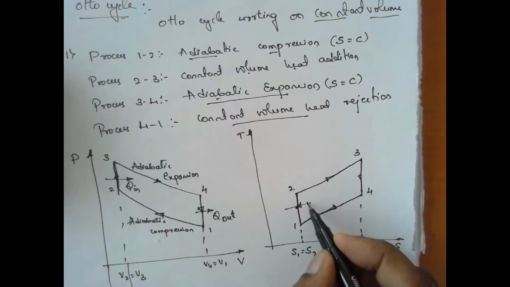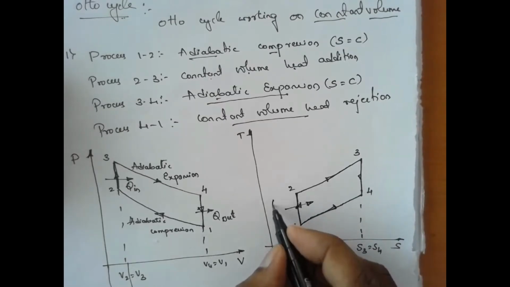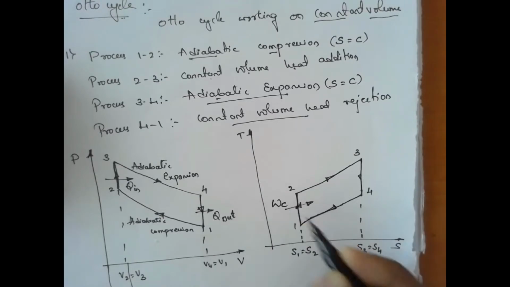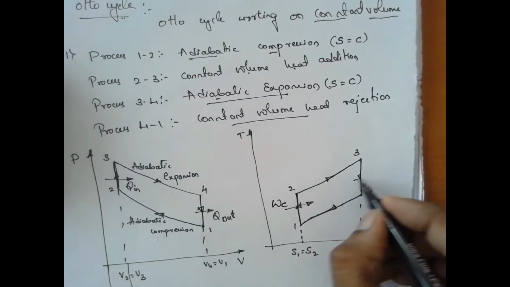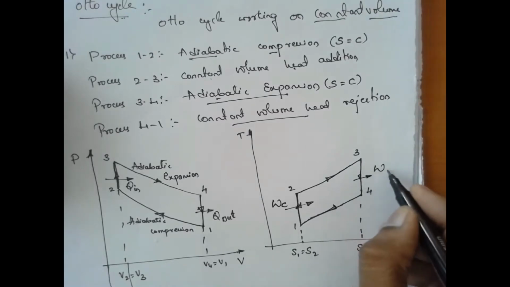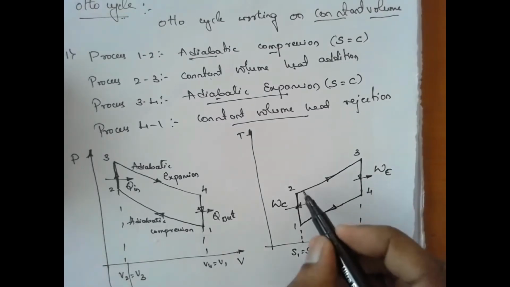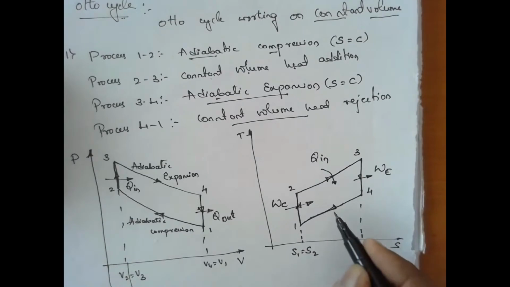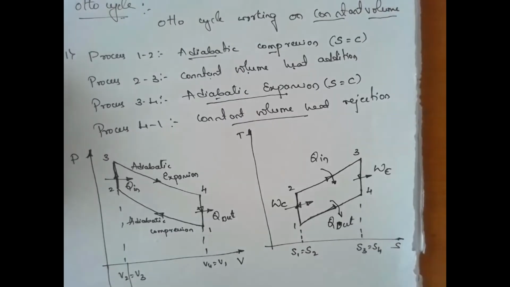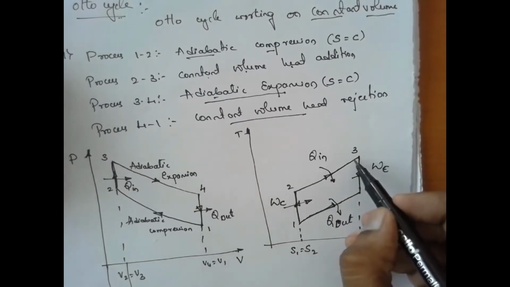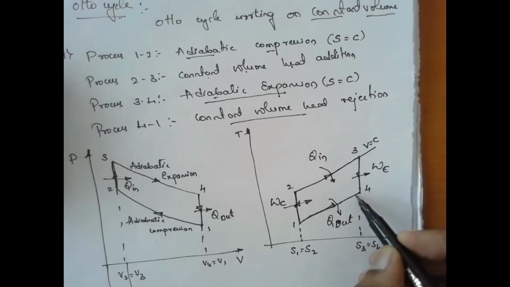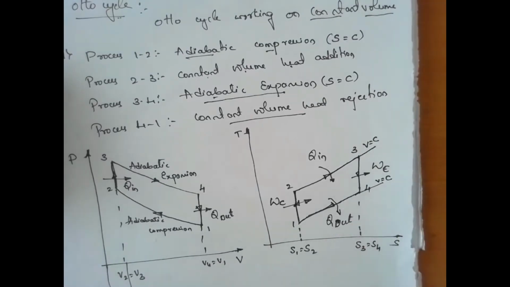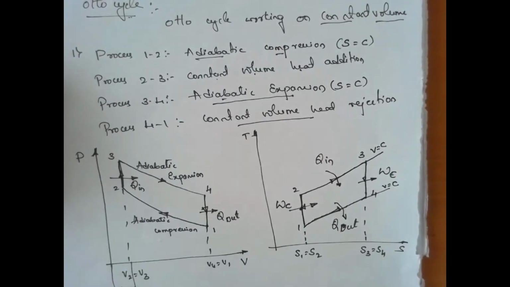Here there is work done, which we call work done during compression, WC. And here there is work done due to expansion. And 2 to 3 is constant volume heat addition, so the heat addition is Q in. Next, 4 to 1 is constant volume heat rejection, so I'll take it as Q out. You can draw an extra line and take V equal to constant. So this is V equal to constant. This is the PV diagram and TS diagram for the Otto cycle.